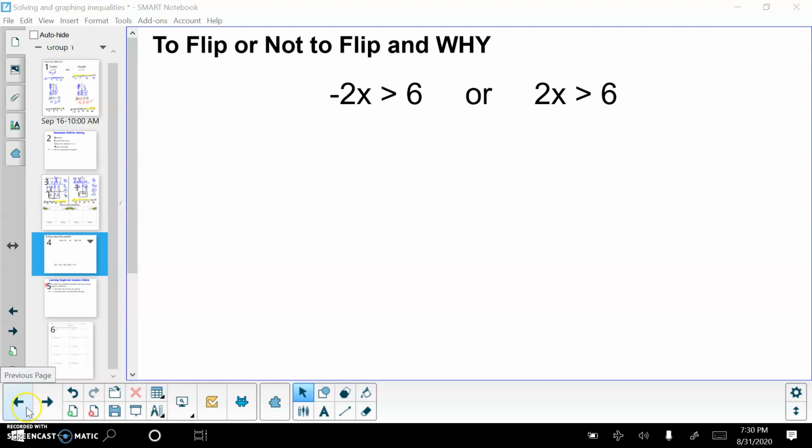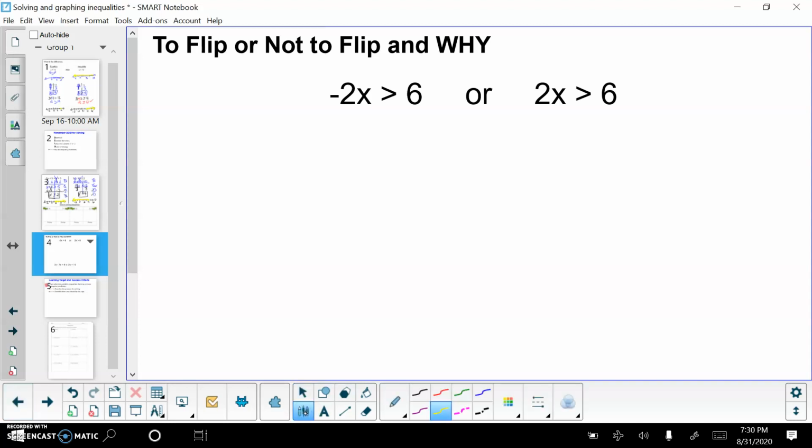Hello, this is our last little video on solving inequalities, and this is going to answer the question of to flip or not to flip, and why. Speaking of, when do we flip the inequality symbol around the other direction? Because sometimes you have to.